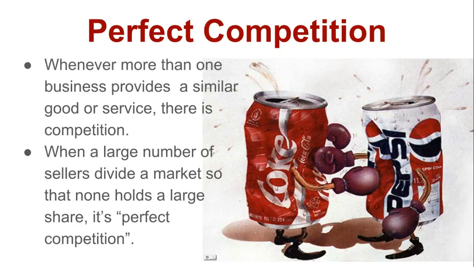Now, in a perfect competition set, we have a large number of sellers, lots of them, and they divide a market so much that none of them holds a large share. So it's not like 50% of the market is Coke, and then we got Pepsi and Faygo and et cetera, all these other products out there. No, that wouldn't be a perfect competition because Coke is still the dominant member. In a perfect competition, there is no dominant force. It is so divided up that the market is shared on a small level with a huge number of firms.